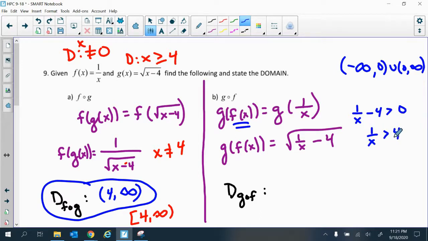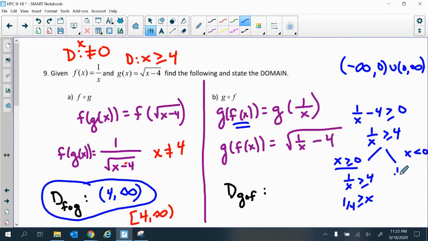And now I end up with the exact same situation that I had earlier, where I have to break this into two cases: if x is greater than or equal to 0, or if x is less than 0. So if x is greater than or equal to 0, and I cross multiply, I don't have to flip the sign. These are greater than or equal to, sorry. So x has to be less than or equal to 1/4.